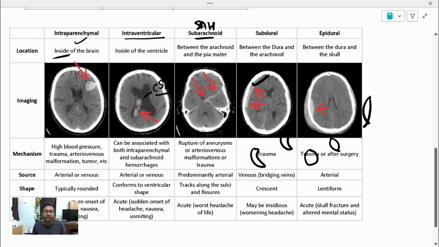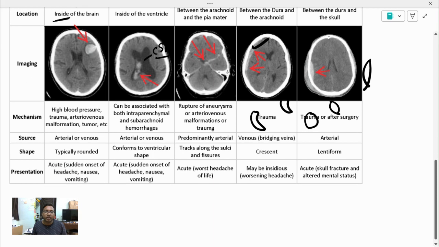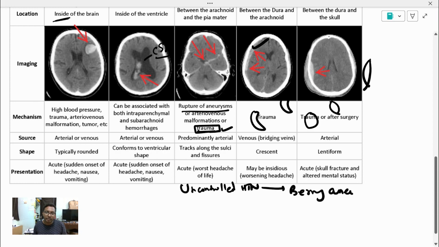All right. Then usually you know that the most common cause of subarachnoid hemorrhage nowadays is trauma. Otherwise, it can happen secondary to rupture of aneurysms in case of uncontrolled hypertension. So, whenever you have uncontrolled hypertension, there can be berry aneurysms. So, these berry aneurysms can rupture. Usually, these berry aneurysms are present in your circle of Willis again.